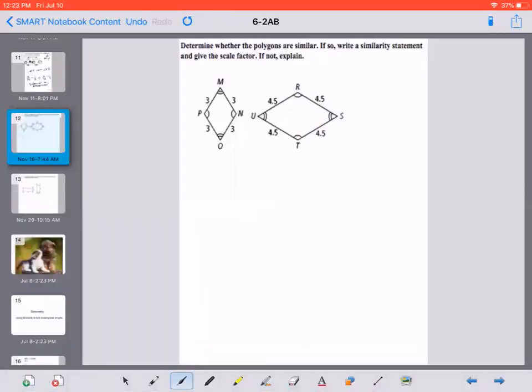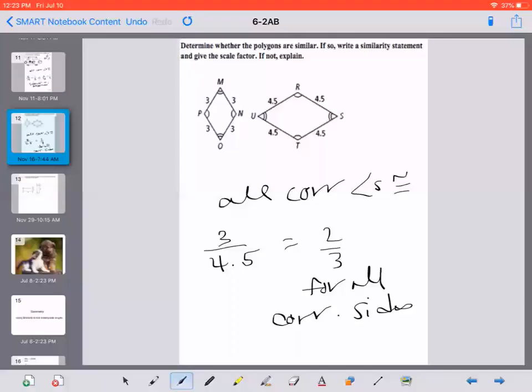Okay, how about these two shapes? We see that all corresponding angles are congruent, and since all the sides are the same in each case, it'll be 3 to 4.5, and that reduces to a 2 to 3 ratio. So for every pair of corresponding sides, they have the same ratio, meaning all the sides are proportional. So in this case, we would say, yes, the shapes are similar.